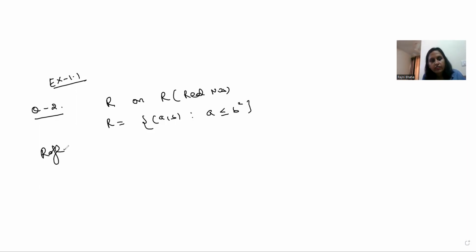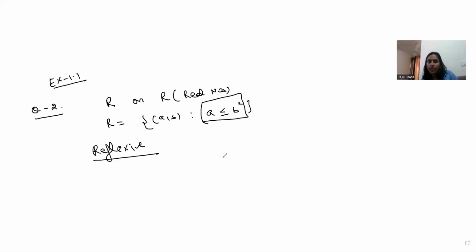So for the reflexive part, we have to think of an example where (a, a) does not satisfy this condition. We have to think of a number that does not satisfy this condition, which is a less than or equal to a square. If we think of any natural number, whole number, integer, the number is always less than its square, like 2. 2 is always less than 4. 3 is always less than 9. So an integer will always be less than its square.